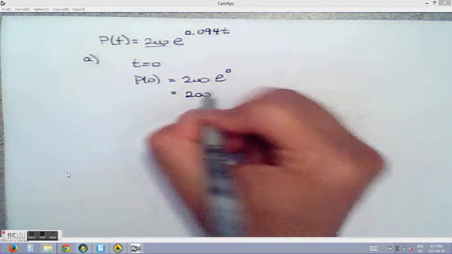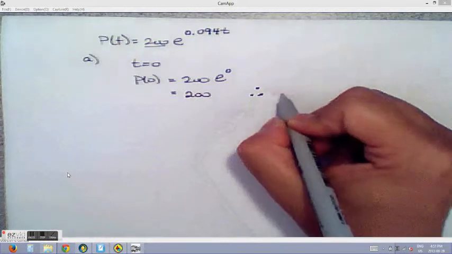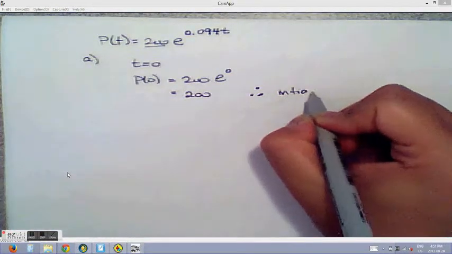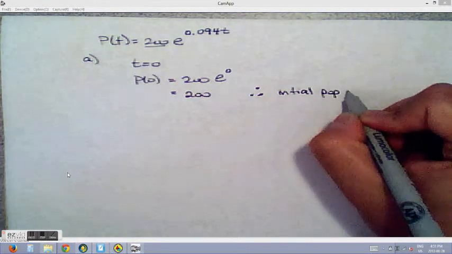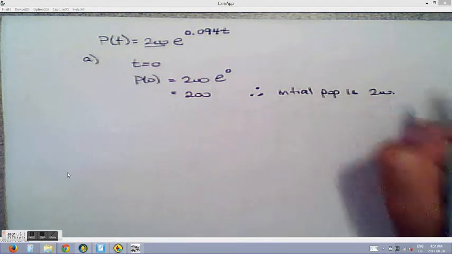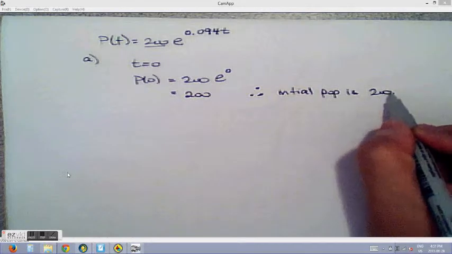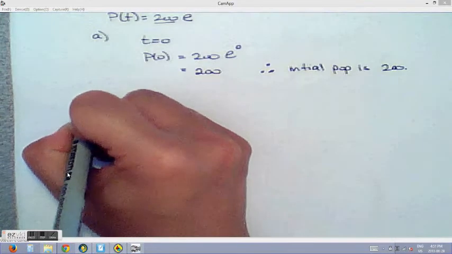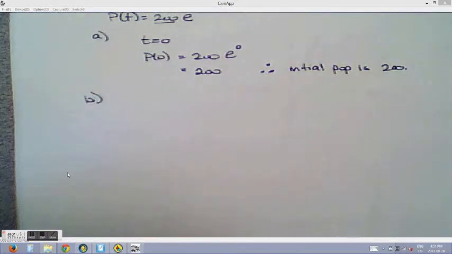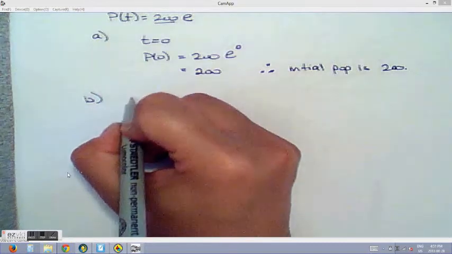So the initial population is 200. So always put a nice statement when you have these problems. B wants to know, estimate the population after 3 days. So we want t is equal to 3.